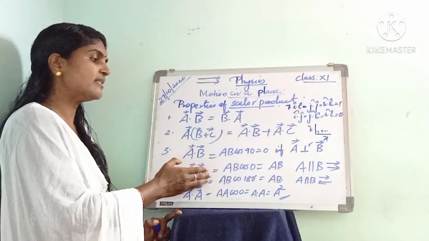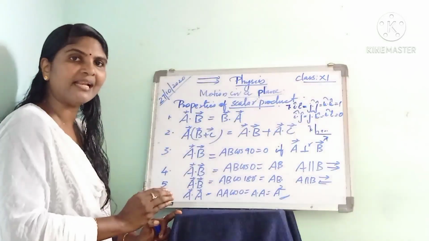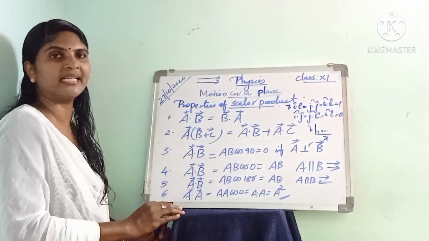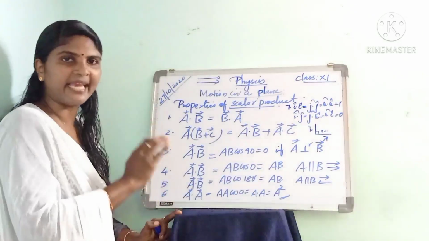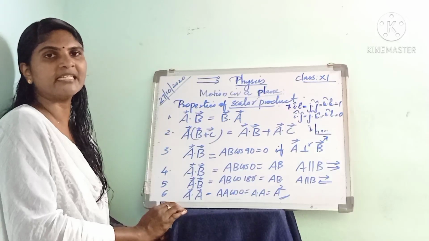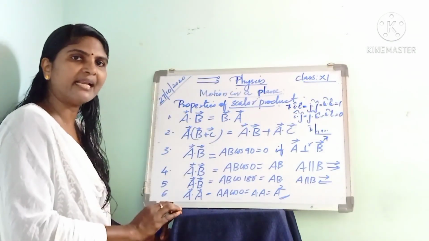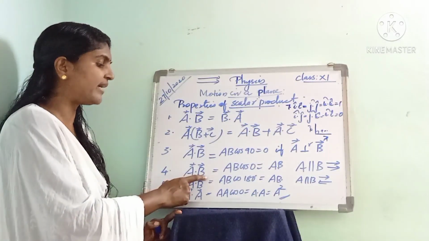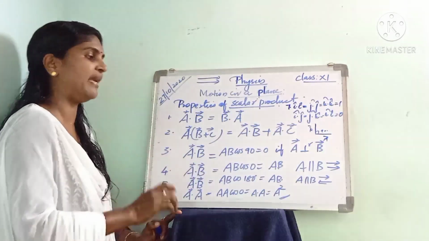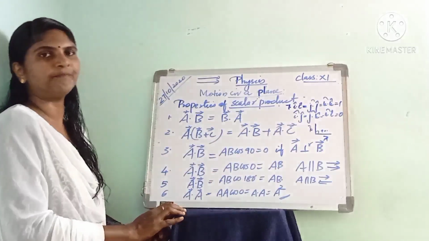Okay. Suppose the two vectors are parallel and acting in the same direction, then what is the scalar product A dot B? It is AB. Listen to it. If the two vectors are parallel and acting in the same direction, then the scalar product of the two vectors A and B is AB.